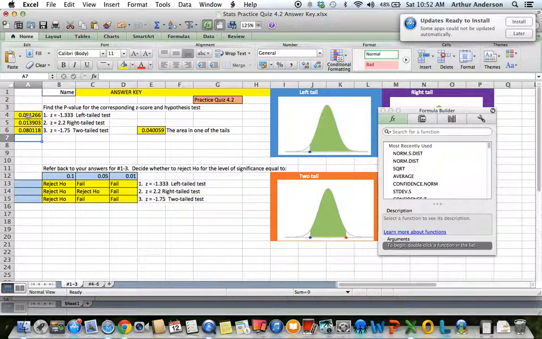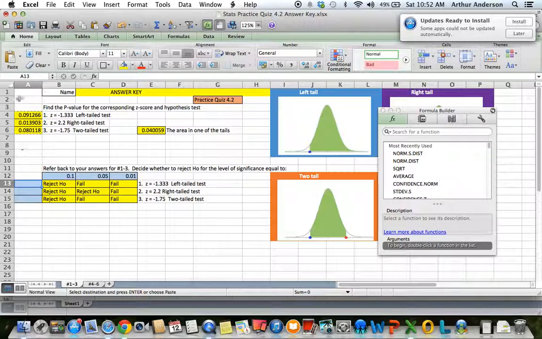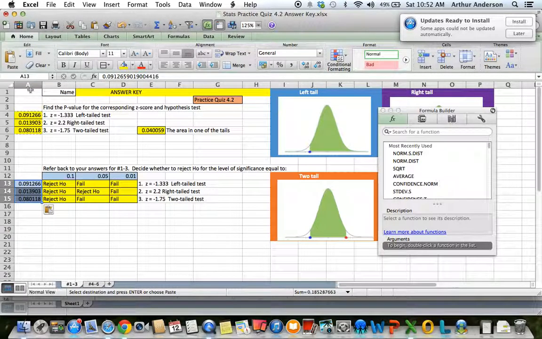So now I'm going to copy those three values, and I'm going to paste those values. So I'm going to do paste value. Now we can answer the second part of the question, which is actually 3 parts to each one.